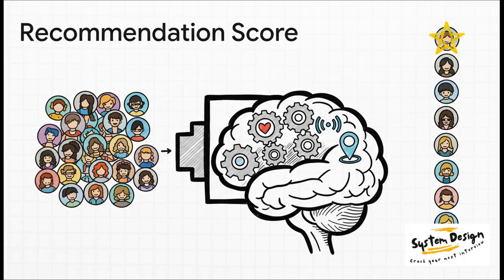These complex models are always running in the background, crunching the numbers. They create a recommendation score for every person you could potentially see, weighing all these different factors to try and show you the absolute best people for you, right at the top of your stack.